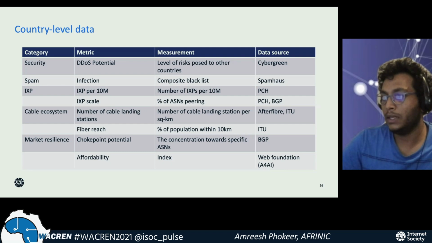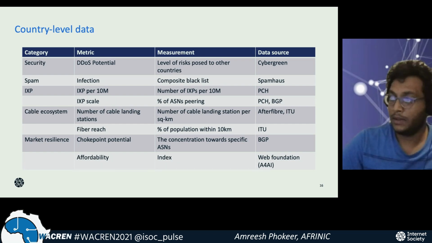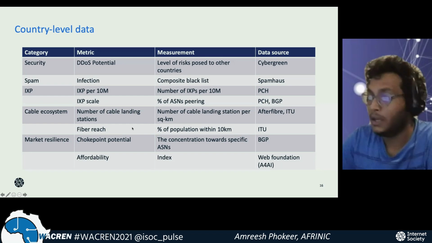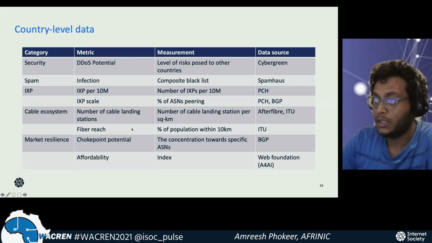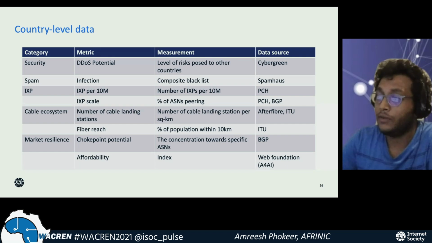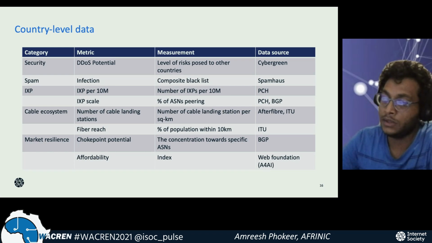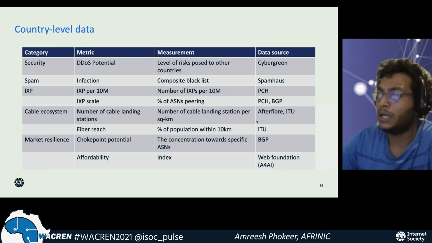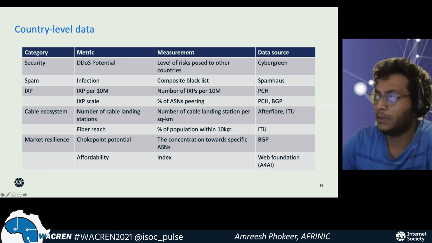So as you know, in Africa, most of the countries are connected with the cable ecosystem, but we also have 16 landlocked countries, so the topology of the physical infrastructure will actually differ from country to country. So many things that we have to factor in, for example, number of cable landing stations. Some countries have only one cable landing station, which can become a bottleneck. And also fiber reach. ITU has a very interesting data set about fiber reach.